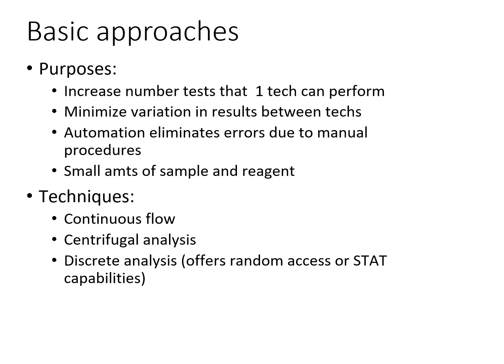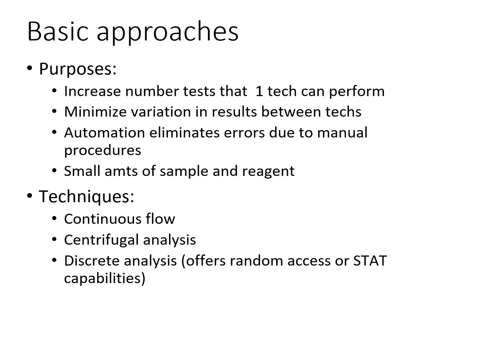So the purpose of getting automation in the laboratory is to increase the number of tests per technician. So automation allows a single lab technician to process more samples and perform a greater variety of tests simultaneously, which improves productivity and reduces labor costs. The second one is minimize variation in results between technicians. So if you think about it, manual procedures can introduce variability due to us being humans. Automation standardizes those test processes, which helps to ensure consistent and reliable results, regardless of who is running the test.